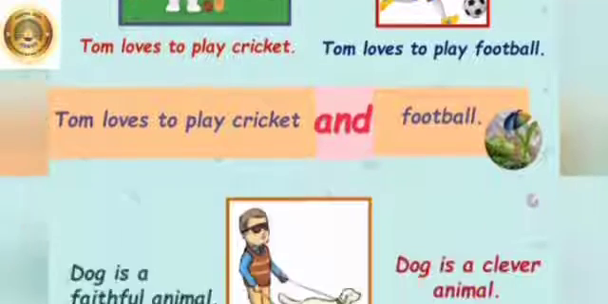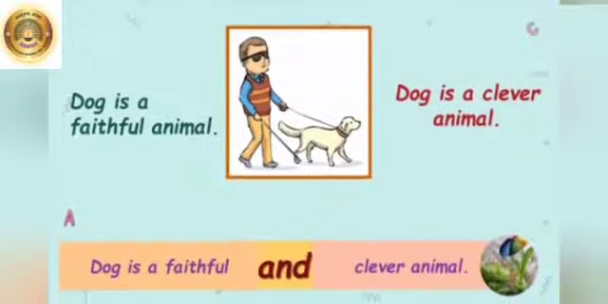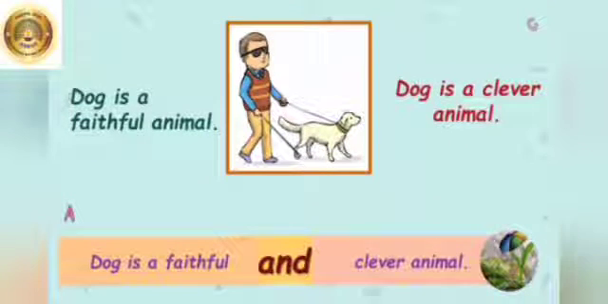Second example, dog is a faithful animal. Dog is a clever animal. Here we are talking about dog and its qualities, and hence we join these two sentences. Our answer would be: dog is a faithful and clever animal. Here the conjunction that we use is and to join these two sentences.